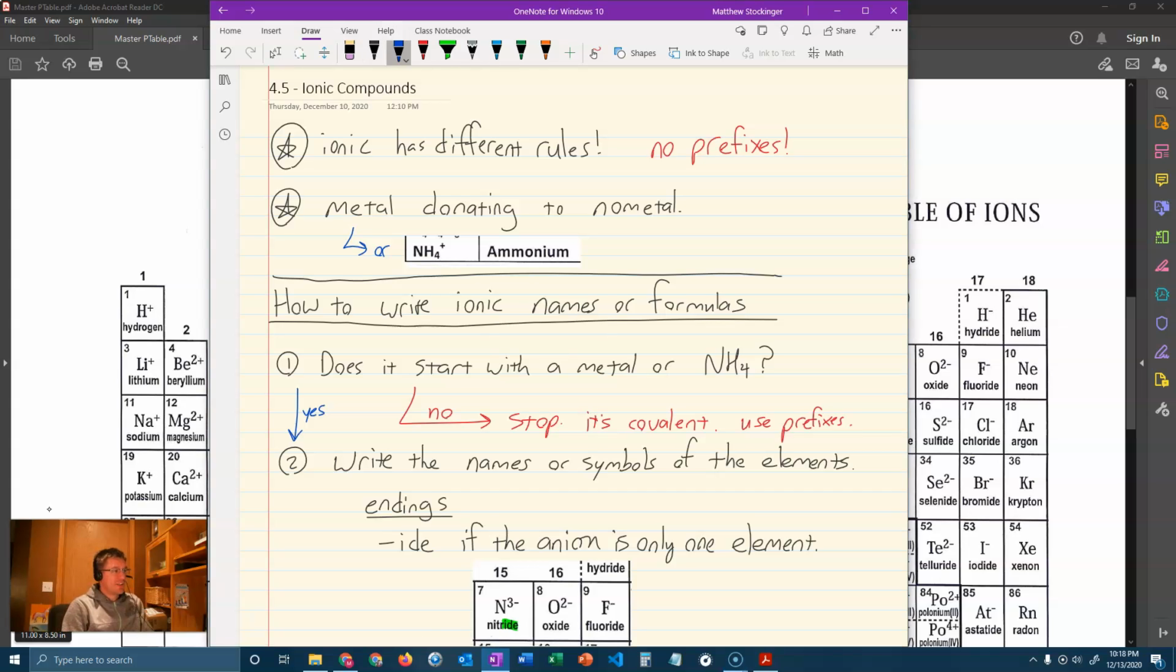So the first thing about ionic compounds is that they don't follow the same rules as covalent compounds. So important. Okay, no prefixes, no more mono, di, tri, tetra. You don't need to worry about that anymore. Also, with covalent, it was nonmetals only. Well, now with ionic, it's going to be a metal donating to a nonmetal.